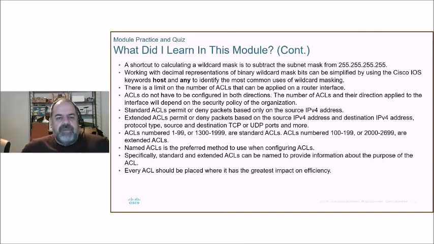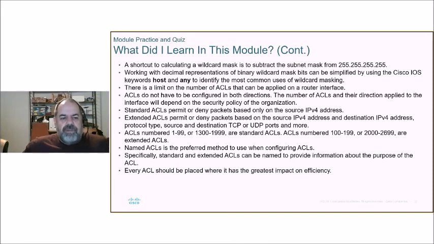There is a limit to the number of ACLs that can be applied to a router interface. As I said, it's one access control list per interface, per direction, per protocol. ACLs do not have to be configured in both directions. The number of ACLs and their direction applied to the interface will depend on the security policy of the organization. Standard ACLs permit or deny packets based only on the source IPv4 address. Extended ACLs permit or deny packets based on the source IPv4 address and destination IPv4 address, protocol type, source and destination TCP or UDP ports, and more.